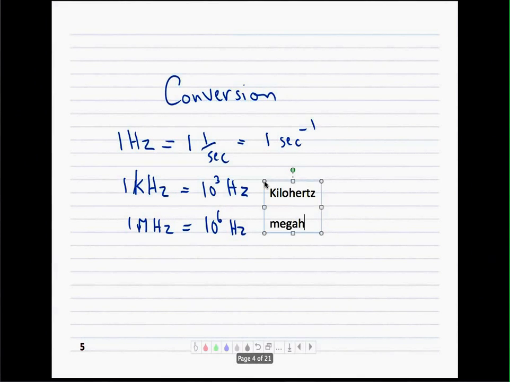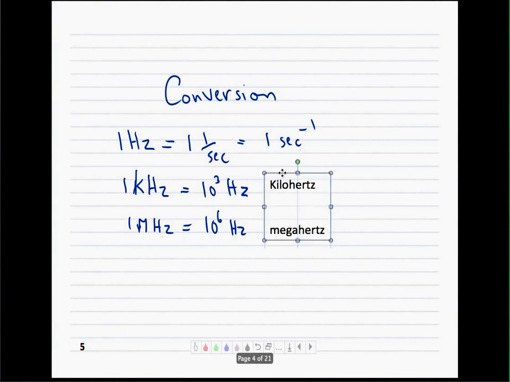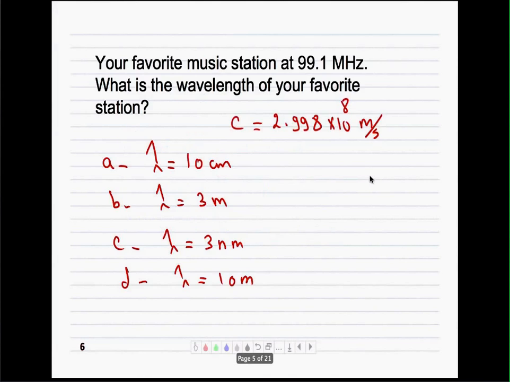So you need to know those two conversion factors. So let's do an iClicker question on this one. Your favorite music station has a frequency of 99.1 megahertz. What is the wavelength of your favorite radio station? I'm going to stop it at 1.